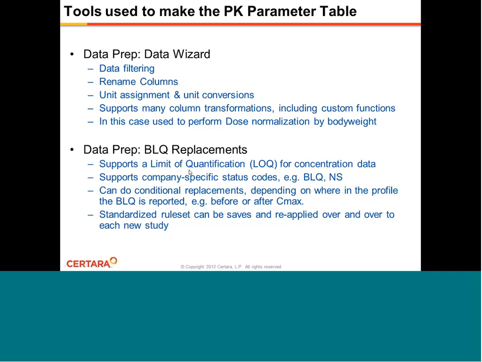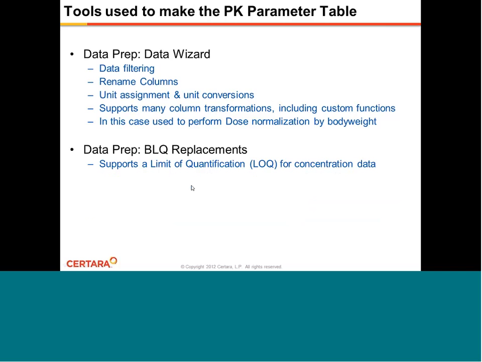This supports a limit of quantification for concentration data and allows you to set up company-specific status codes. For example, the code might be BLQ for below limit of quantification, or NS for no sample. And this can do conditional replacements, so the replacement that's performed depends on where in the PK profile the BLQ is reported. For example, before Cmax or after Cmax. And this standardized rule set can be saved and reapplied over and over again to each new study.